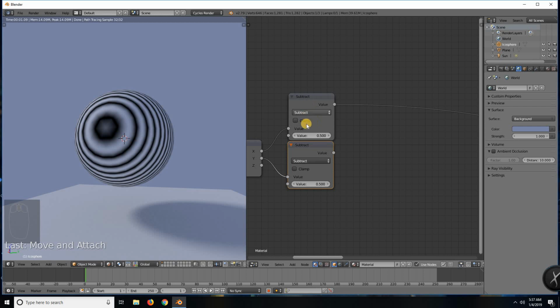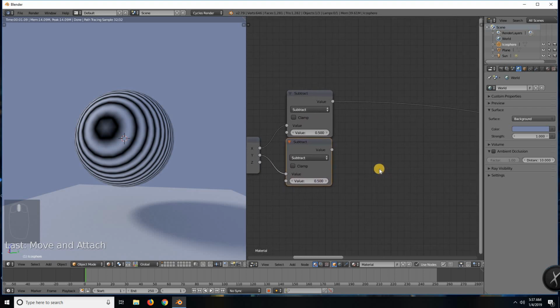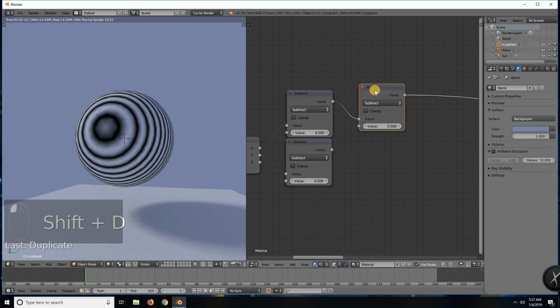Now, I want to take both of these negative 0.5 to positive 0.5 values that are running through these math nodes, and I want to increase them from negative 0.5 to positive 0.5 all the way up to negative 1 to positive 1. I can do that really simply just by multiplying them by 2.